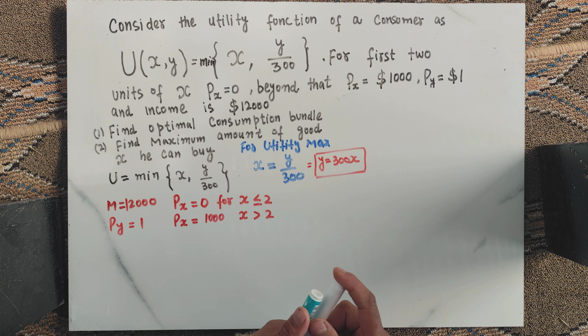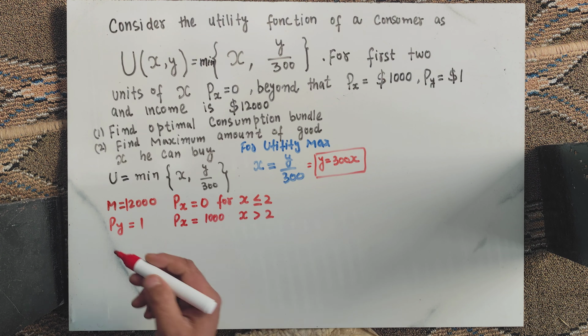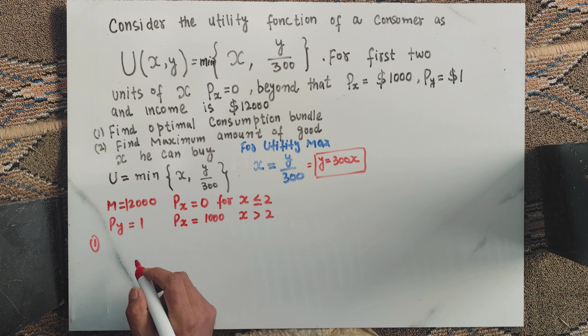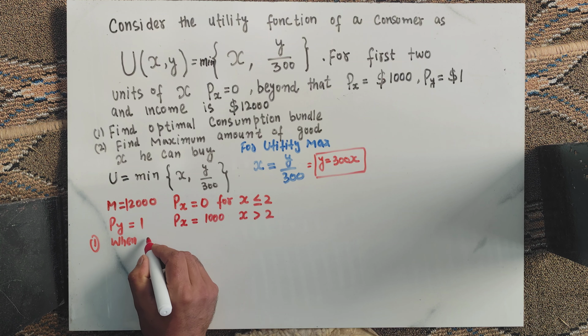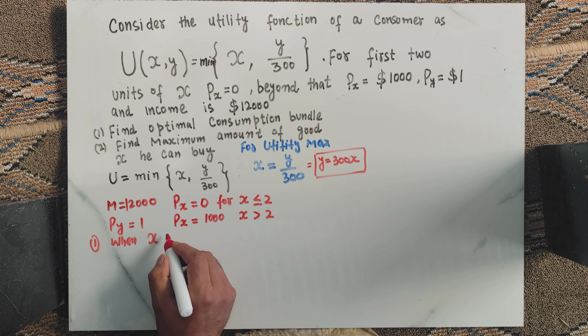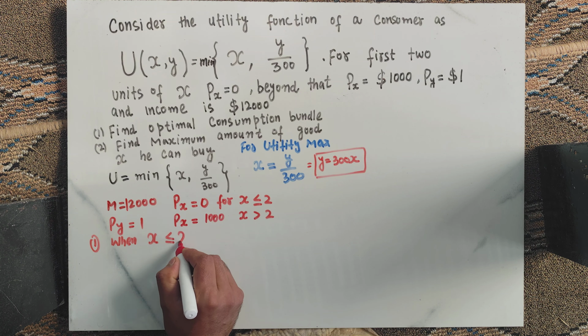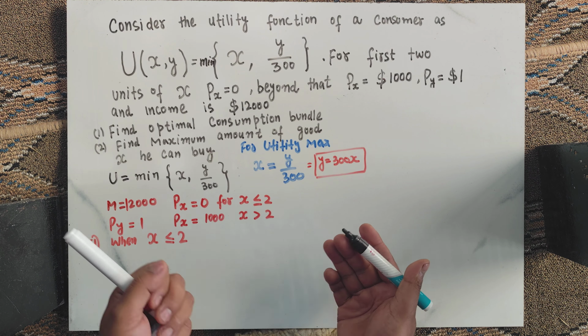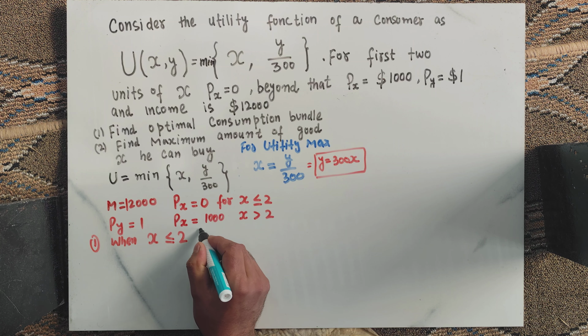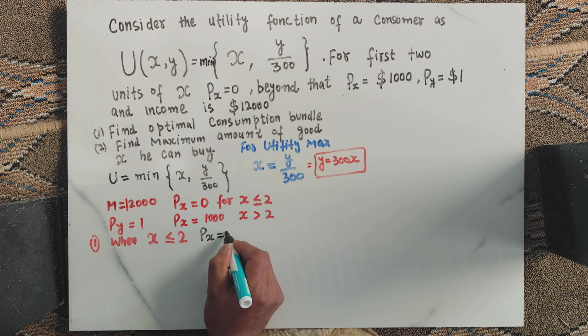Now, having said that, we have two cases. First case is when the consumer consumes less than 2 units of good x. If x is less or equal to 2, the price will in fact be equal to 0.